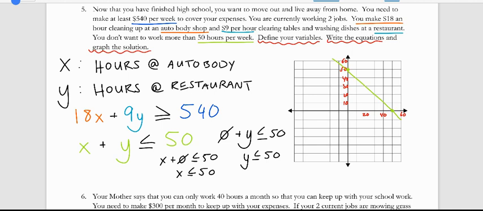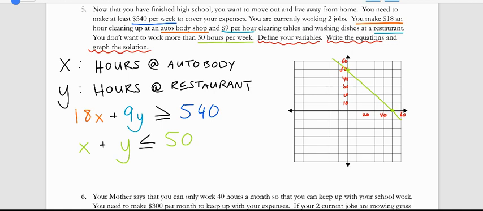So that's somewhat of a straight line right there. Now I need to find my x-intercept and y-intercept for my first equation, okay? Same concept. To find my y-intercept, I'm going to plug in 0 for x. If I plug in 0 for x, my equation is going to look like this. So it'll be 18 times 0 plus 9y is greater than or equal to 540.